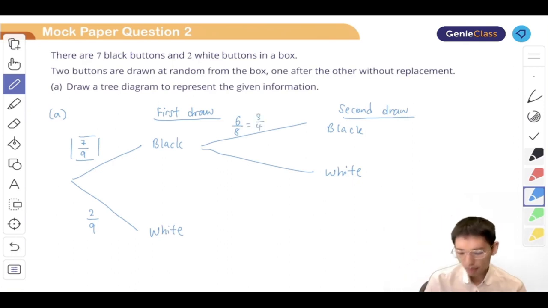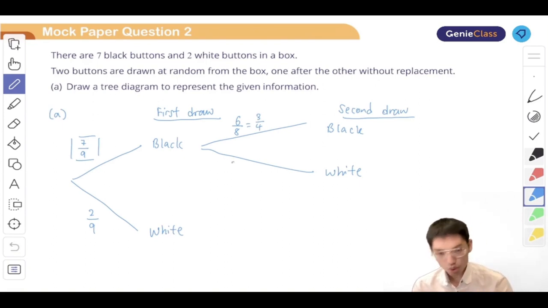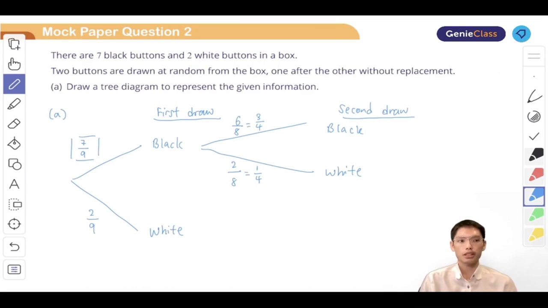Now, in this case about the white button, I have not picked any white buttons yet. So it's going to be 2 over the number of buttons decreased by 1. So 9 minus 1 is 8. So 2/8, that's going to be 1/4. Alright, so that's my white buttons over here.